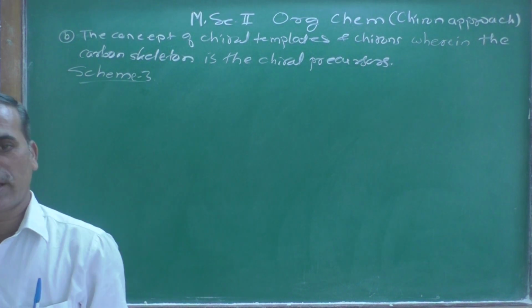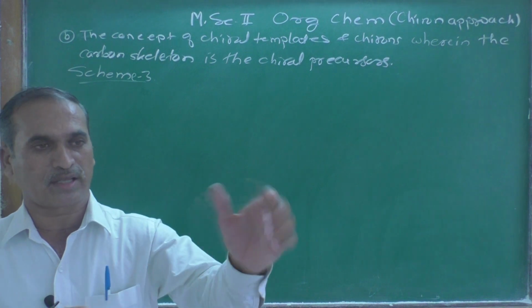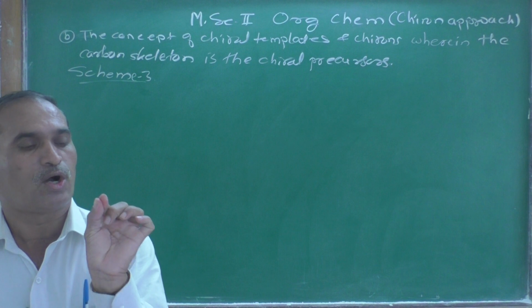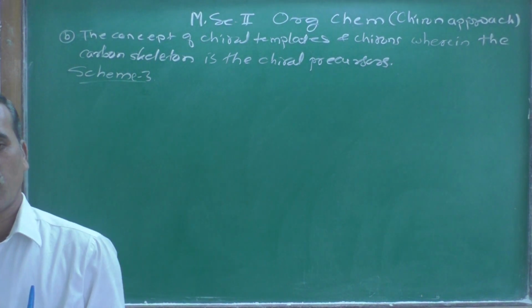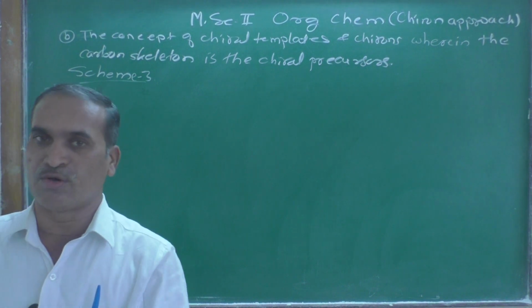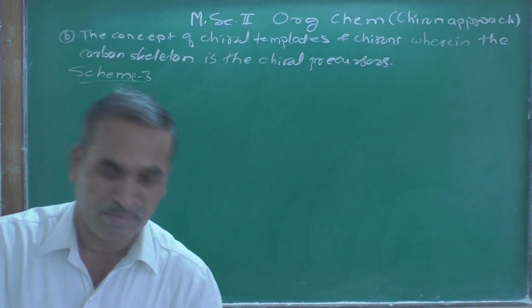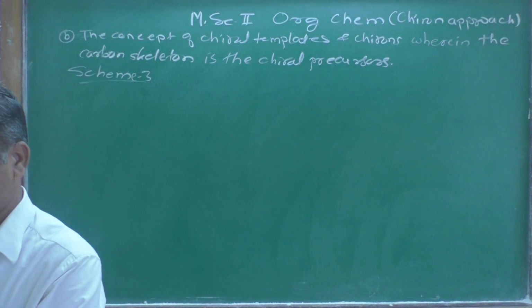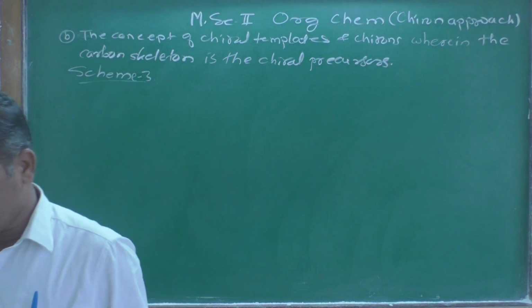And regioselective means where it will react, meaning the reagent has several sites, depending upon which site it is going to react. That is called regioselective. And stereoselective means which product you get in a major form and another one in a minor form. That type of reaction is called stereoselective.